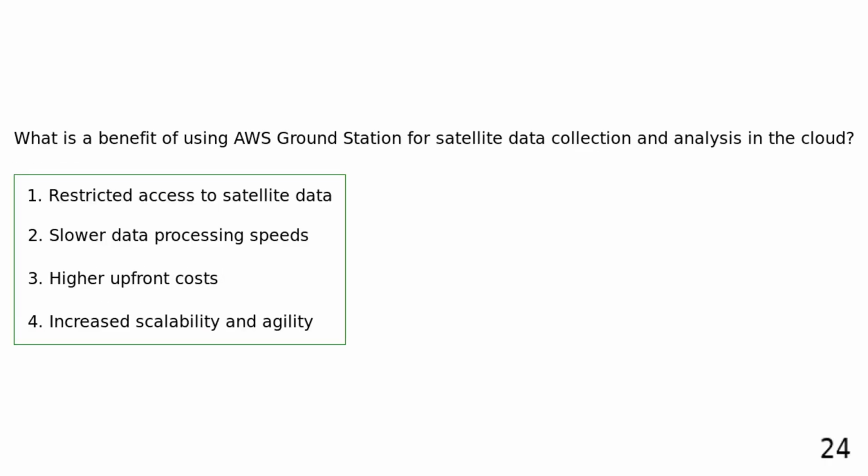What is a benefit of using AWS Ground Station for satellite data collection and analysis in the cloud? Restricted access to satellite data. Slower data processing speeds. Higher upfront costs. Increased scalability and agility.